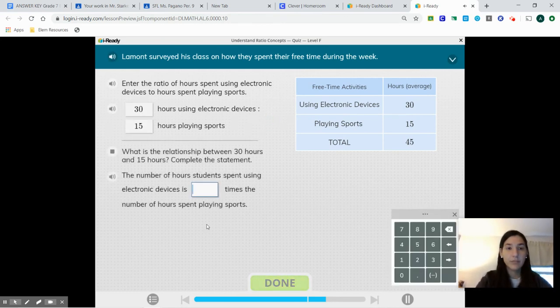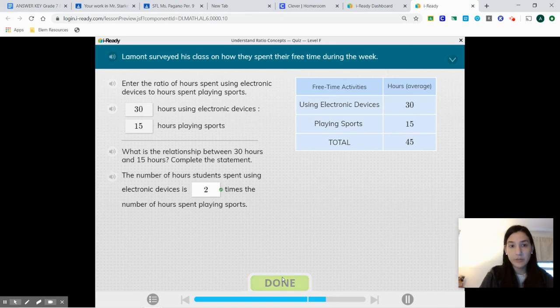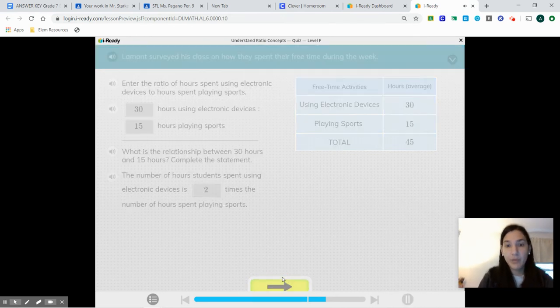What is the relationship between 30 hours and 15 hours? Complete the statement. So the number of hours students spend using electronic devices is 2 times greater than the number of hours spent playing sports. Could put a 2, and we're good.